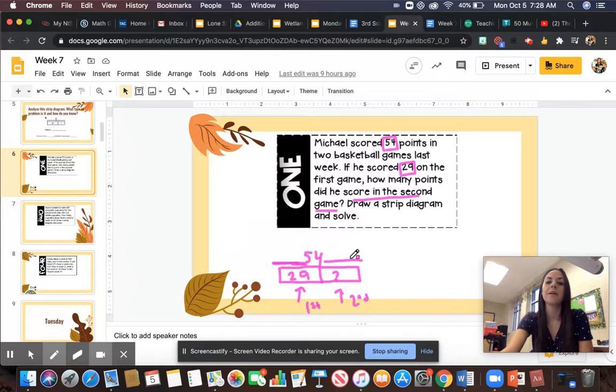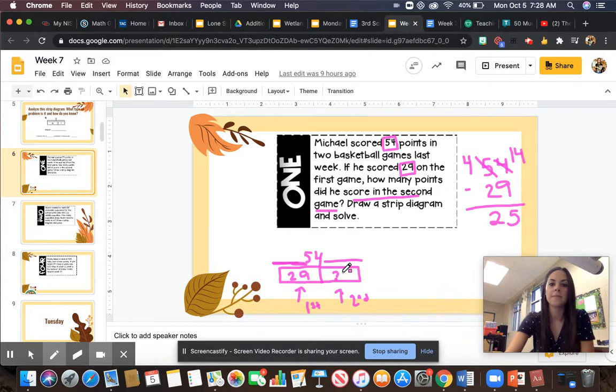Okay, I have my total and I'm missing a part, so I know that I'm going to subtract 54 minus 29. Okay, 4 minus 9. I need more, so go next door and get 10 more. My 5 becomes a 4, and I'm giving that 10 to my 4. So it becomes 14. 14 minus 9 is 5. 4 minus 2 is 2. So he scored 25 points in the second game. Okay, 29 points in the first game, 25 points in the second game, which equals 54 points in all.